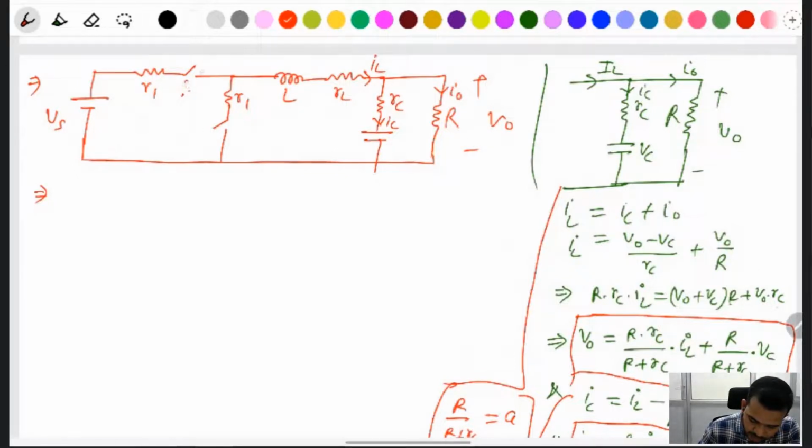Then switch, this one is Q, S, this one S bar, and Q is equal to 1, this switch is on. Then if you switch on, the current flows like that. You take VL and IC, two equations you find. Then I will write directly VL like L dI by dt.